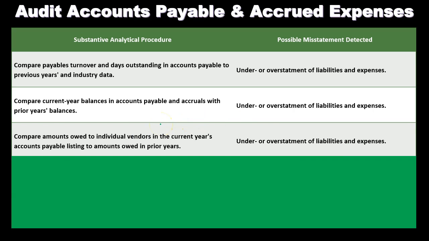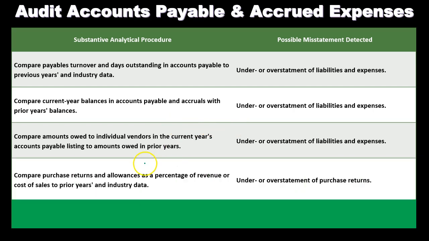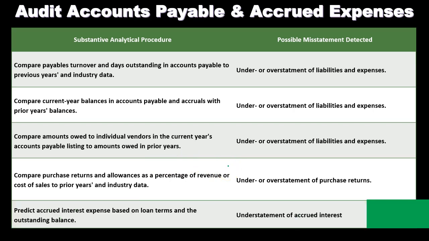Then the next substantive analytical procedure: compare amounts owed to individual vendors in the current year's accounts payable listing to amounts owed in prior years. What we might detect is under or overstatement of liabilities and expenses. Next substantive analytical procedure, compare purchase returns and allowances as a percentage of revenue or cost of sales to prior years and industry data. The possible misstatement to detect is under or overstatement of purchase returns.